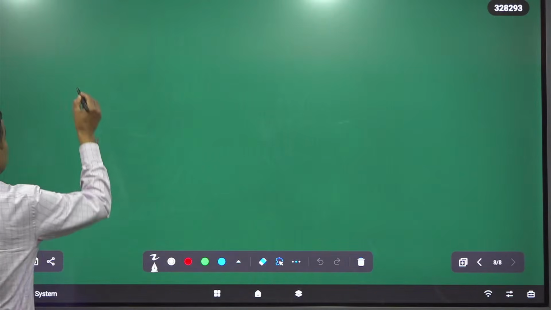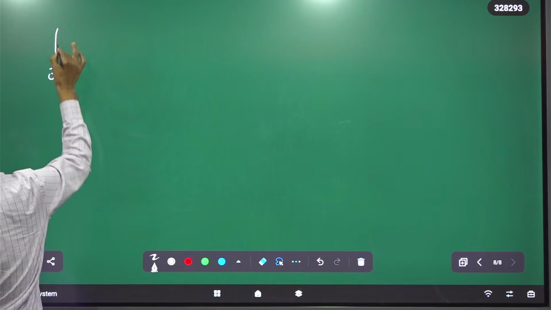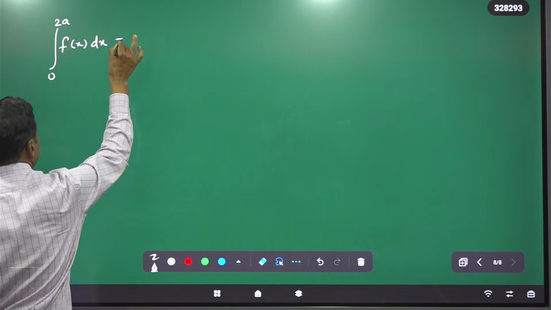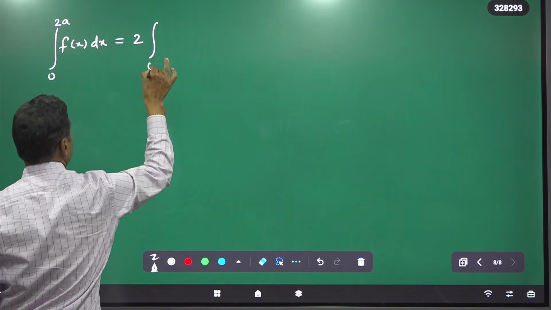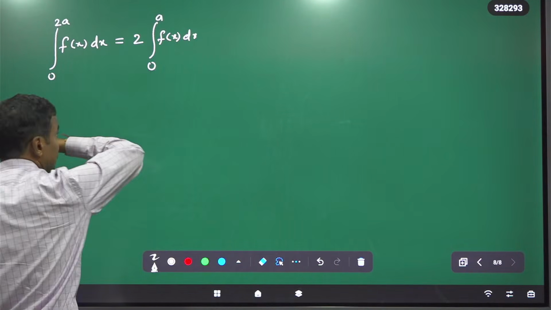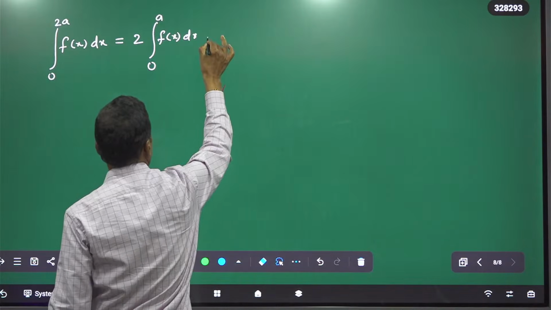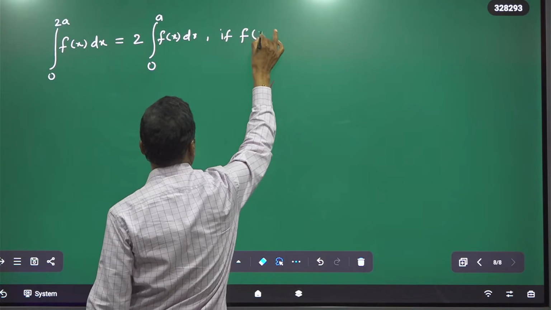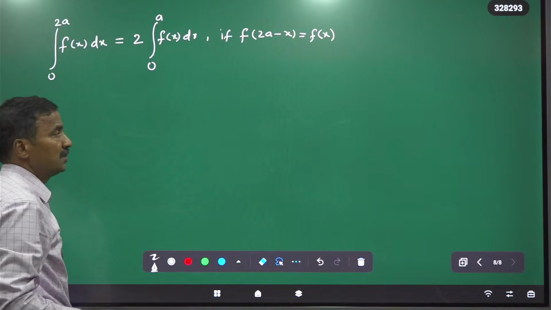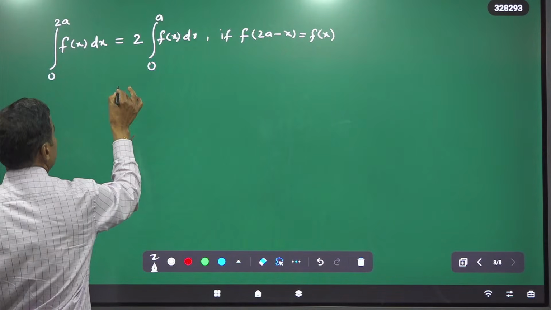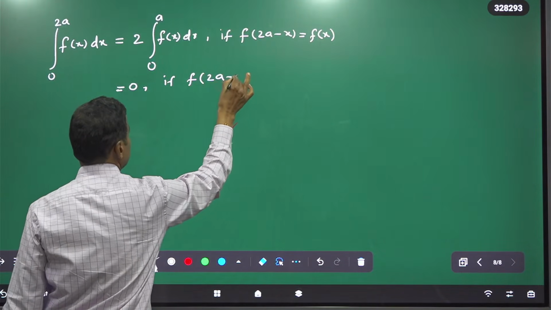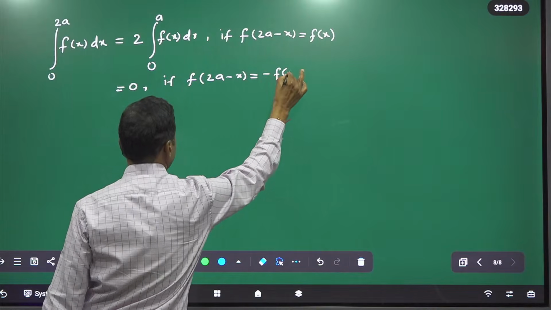Now, integral of 0 to 2a f of x dx is equal to 2 into integral of 0 to a f of x dx, if f of 2a minus x is equal to f of x. And it is equal to 0 if f of 2a minus x is equal to minus f of x, then that value is 0.